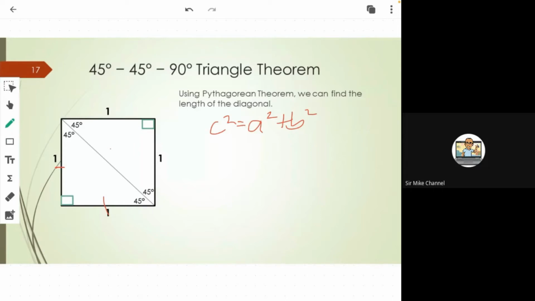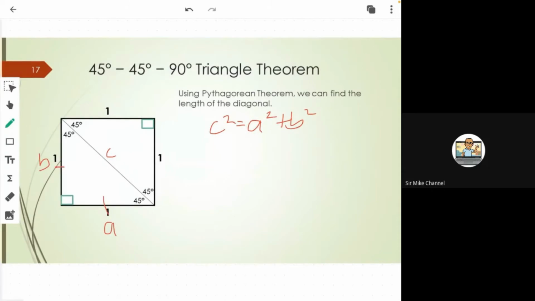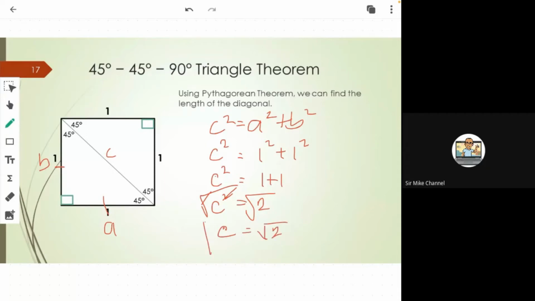And then, it's either of the two, ito yung a, ito yung b. And then, substitute natin yung value ng a. Ito yung 1. So, 1 squared plus yung b natin is 1 squared. And so, magiging c squared is equal to 1 plus 1. So, it becomes 2. Then, to get the value of c, take the square root of both sides. Magiging square root of 2 as c. Ayan. Ang sagot natin dito is square root of 2.